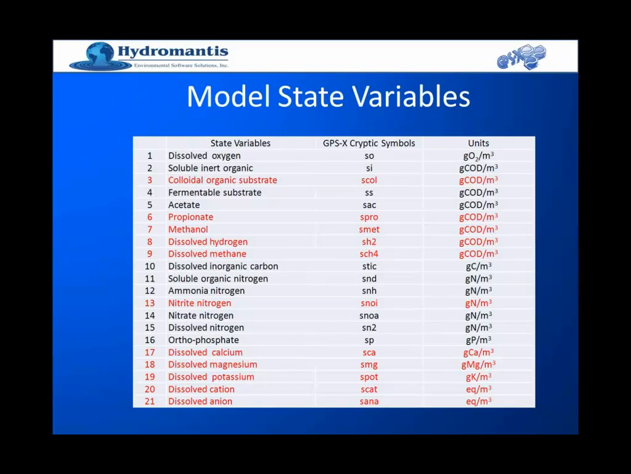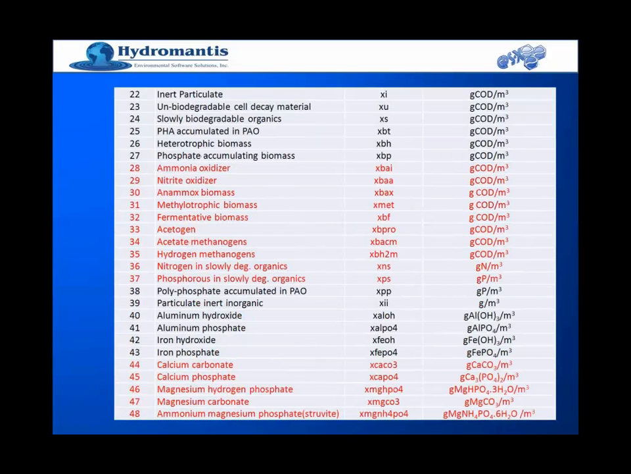And this slide shows you the state variables which are there in this model. In the column of state variables, the ones shown in red are the new state variables which are introduced in this model as compared to the state variables which were there in ASM2D. So for example, as new compounds, we have introduced propionate into the model, methanol as an individual compound, dissolved hydrogen, dissolved methane, nitrite nitrogen, dissolved calcium, dissolved magnesium, potassium, cation, and anion. So these are some of the soluble state variables which we have introduced into the structure of this new model.